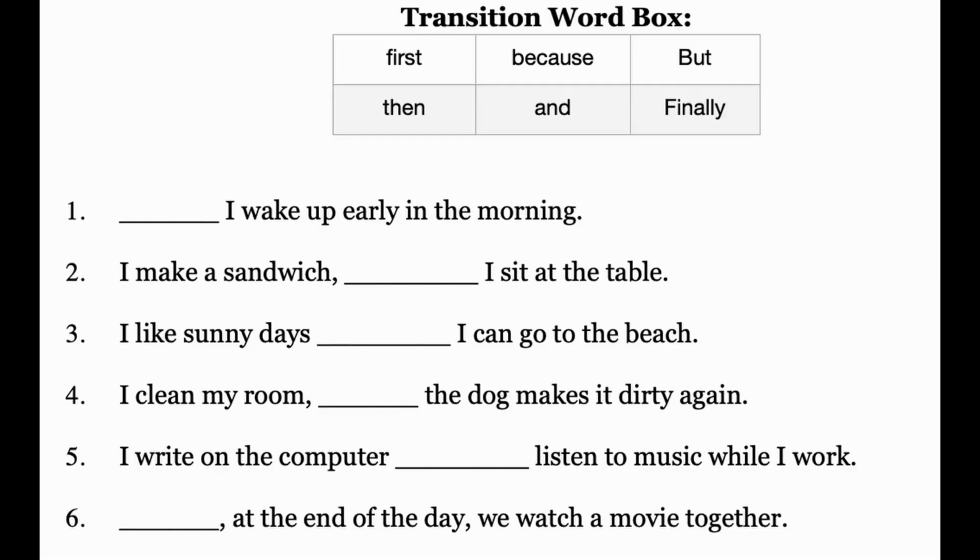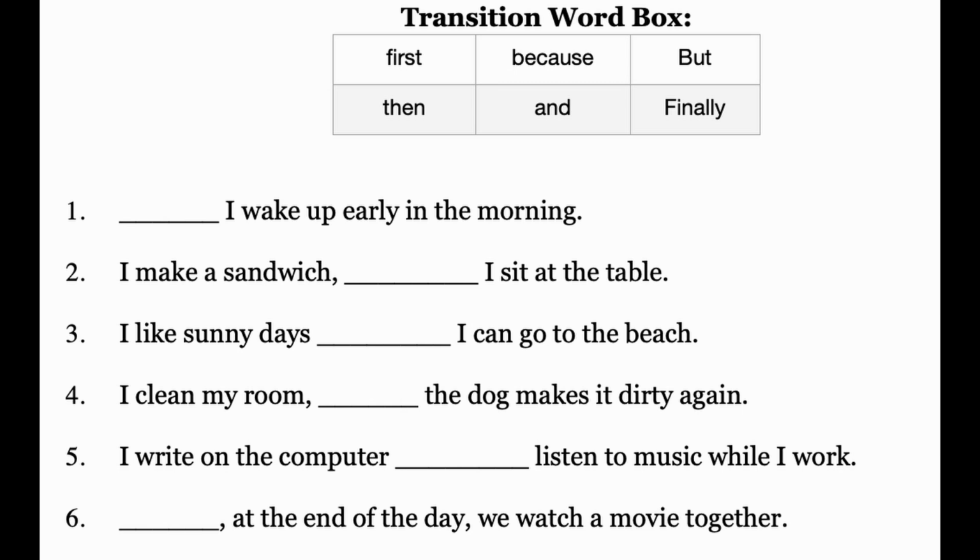Okay, number 2 says, I make a sandwich, blank, I sit at the table. If you put then on the line, you are correct. Number 3 says, I like sunny days, blank, I can go to the beach. If you wrote because on the line, you are correct. Doing well so far? Let's see how you did on the rest.